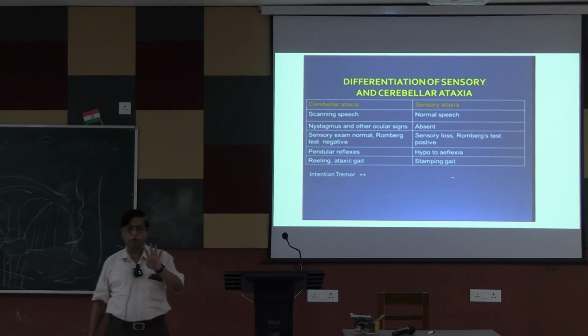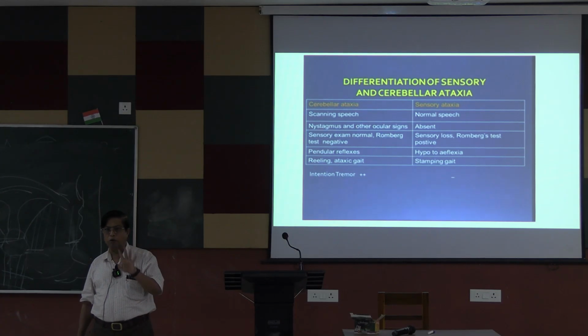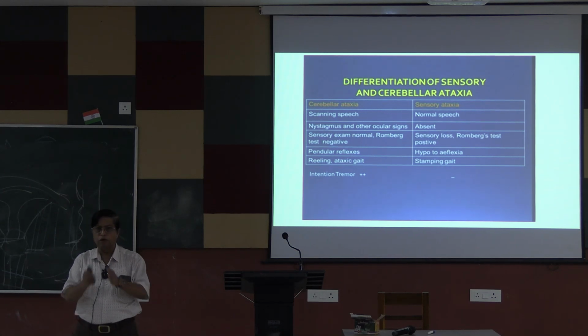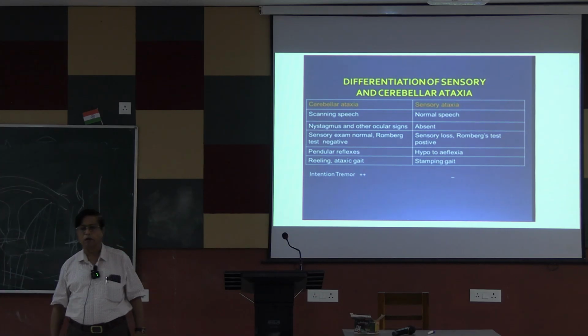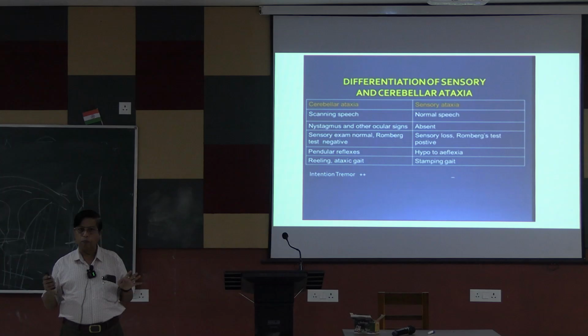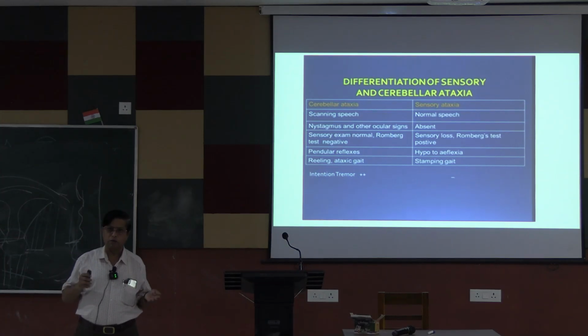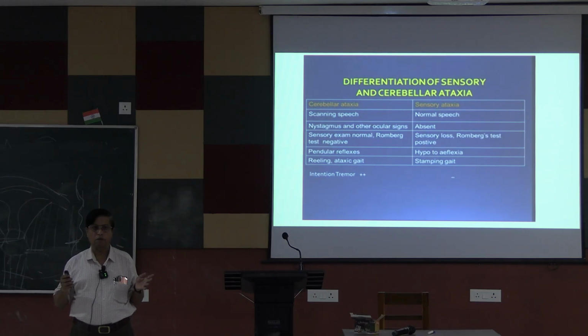Very important for examination purpose, this is probably the most important: how to see the Romberg sign. Romberg sign means the patient stands erect with eyes open, feet slightly apart, and can stand. But if you ask the patient to close his eyes, he cannot stand. When he closes his eyes, he starts reeling. When his eyes are open, he can stand, but if the eyes are closed, he starts swaying.